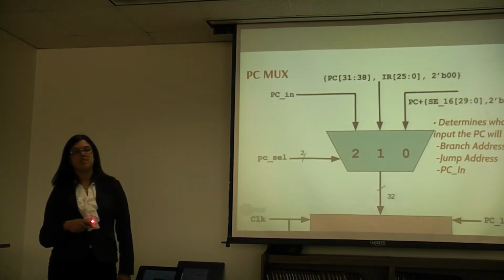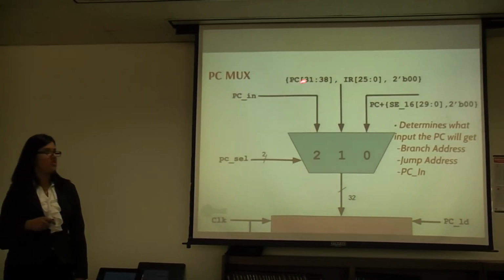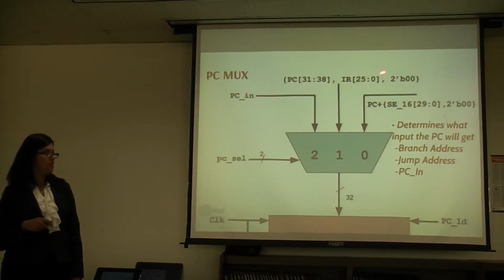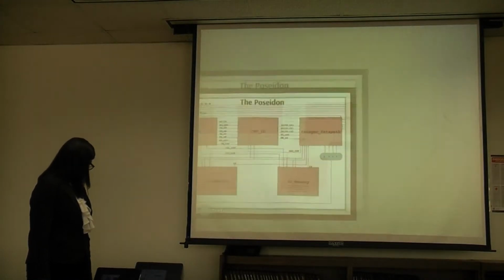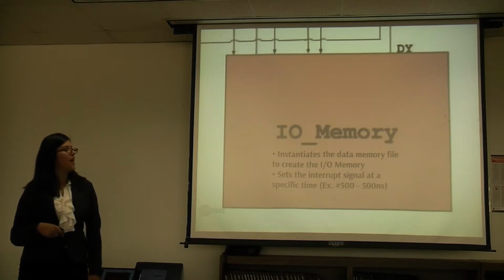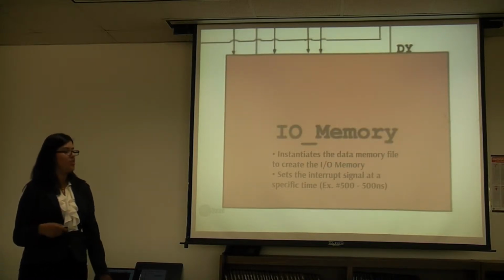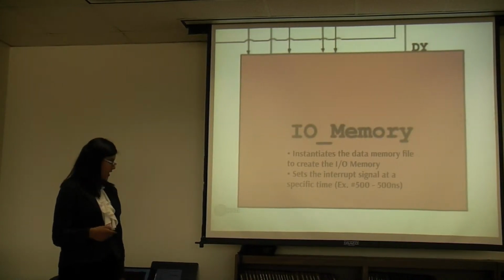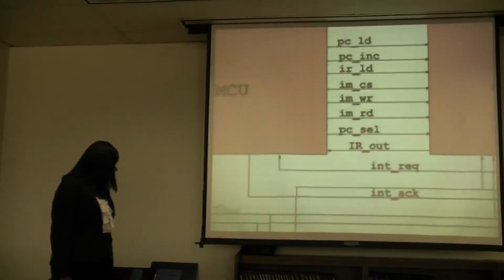And our PC mux is the mux that tells us what's going to go into the program counter. So you can either select just PCN, or the address of a jump, or the address of a branch instruction. And then the I/O memory is another instantiation of the data memory, and here's where we set the interrupt signal for our interrupts at a specific time, and it's used for input-output enhancement instructions.